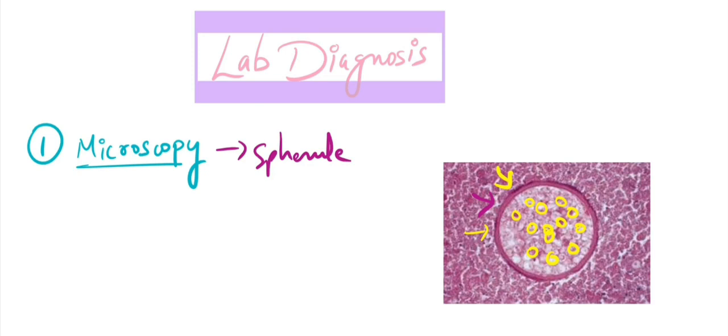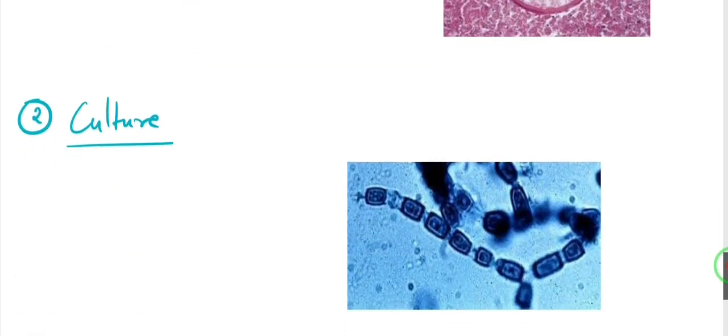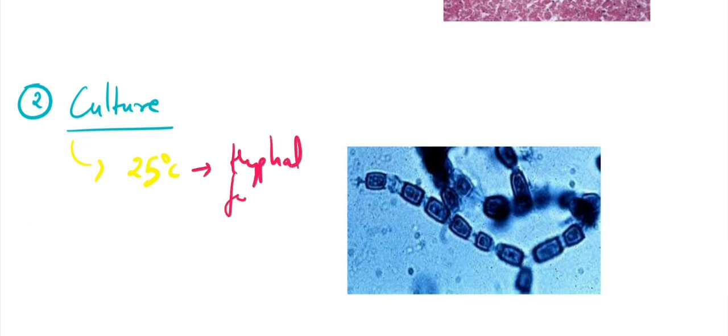Now we can do culture. Of course, we can do culture on SDA, and at 25 degrees Celsius we are going to see the hyphal form. And these hyphal forms are again special. These are fragmented hyphae. And why am I calling them fragmented?